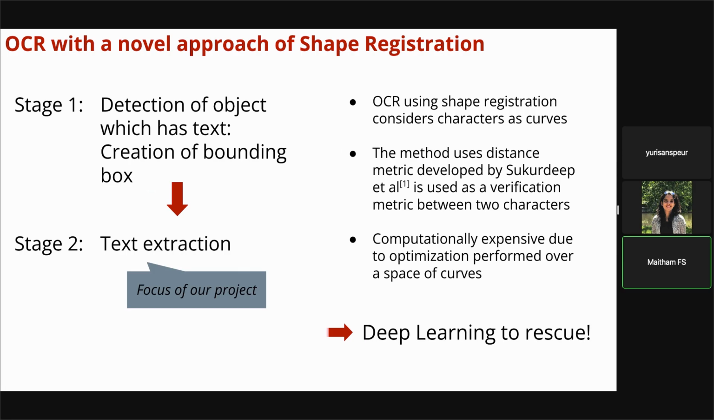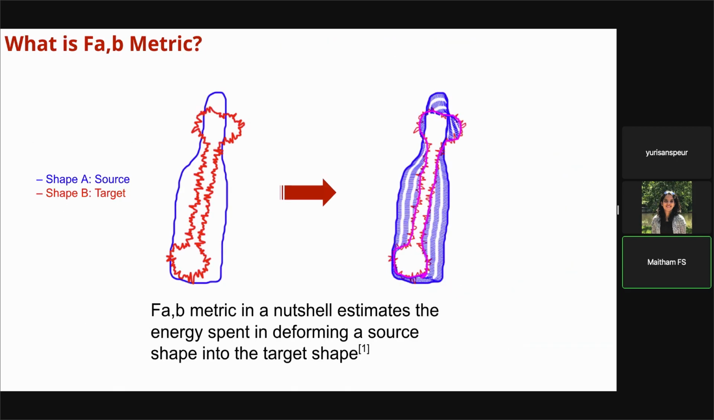OCR is usually done in two stages. First, we detect the bounding box having text in it, and second is text extraction. This project is mainly focused on stage 2. In this approach, we consider characters as curves, and the distance metric developed by Sukurdeep is used as a verification metric between two characters. However, it is a computationally expensive metric, and thus we turn to a supervised deep learning technique to learn this metric. To give an intuition about this metric in a nutshell, it estimates the energy spent in deforming a source shape into the target shape.